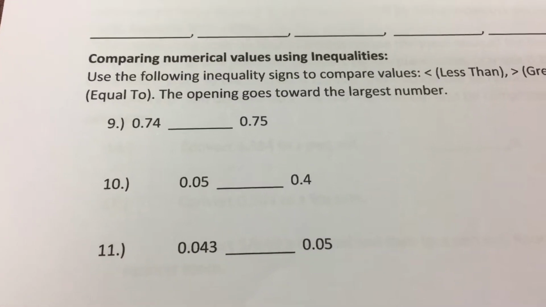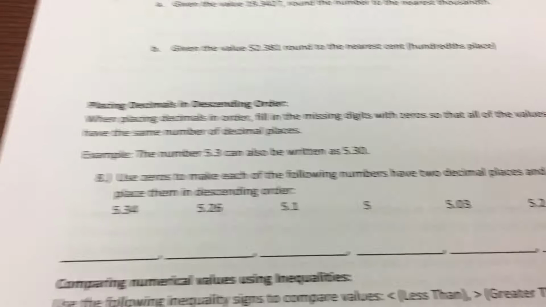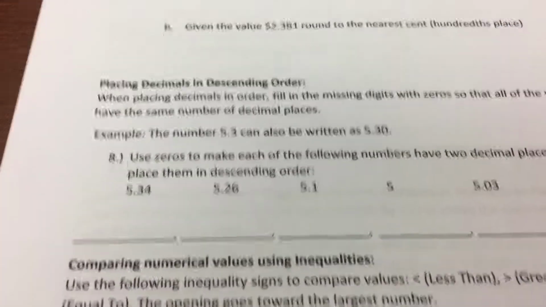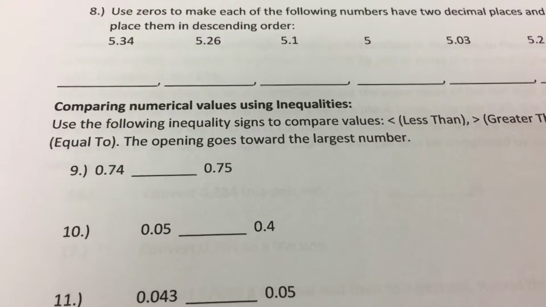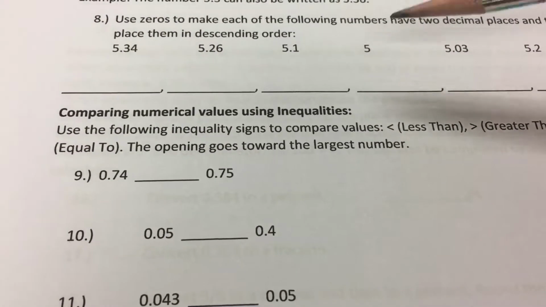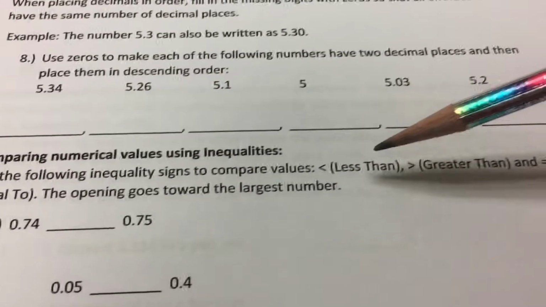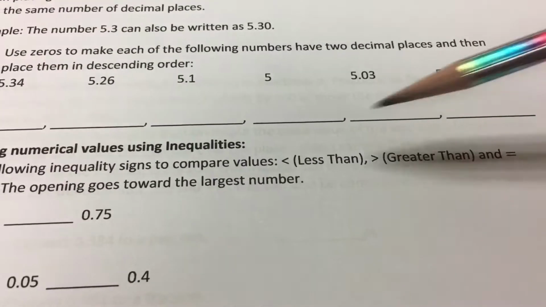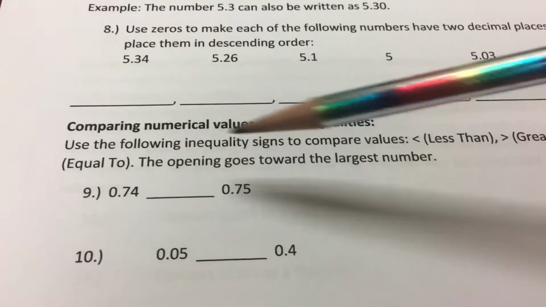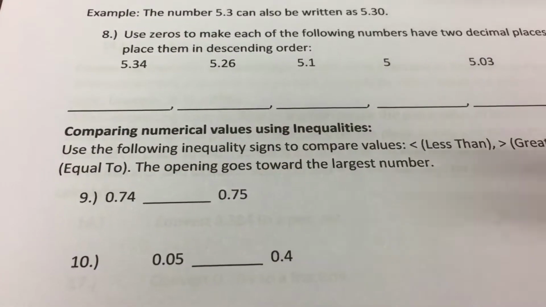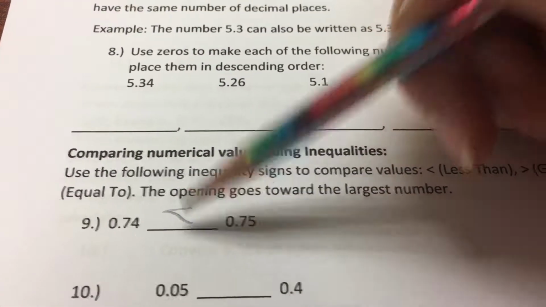Okay, and then the next thing is they're going to ask you to compare values. Now, if you use the concept up here of placing zeros to make them the same size, it makes it very easy. With an inequality, we have greater than and less than. The one that's in the shape of an L, that's less than. The other one is greater than. The opening always goes towards the larger number. So for instance, if I have a 74 and a 75, my opening is going to go towards the 75.